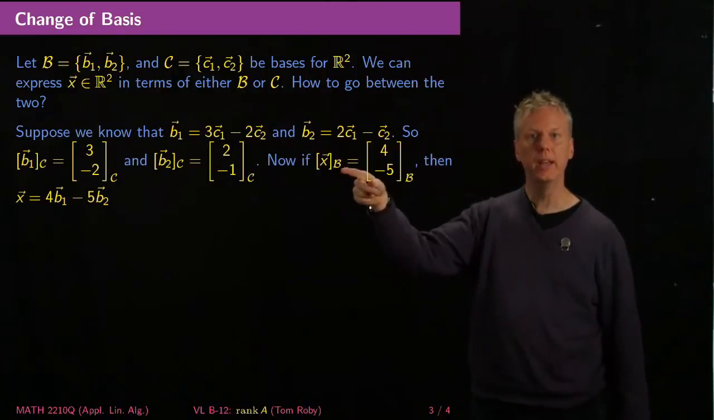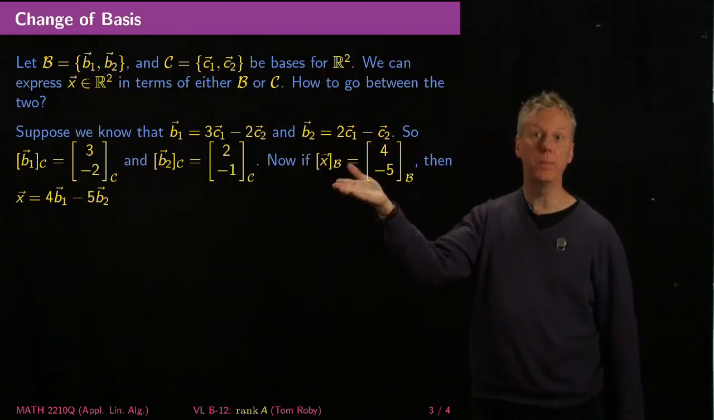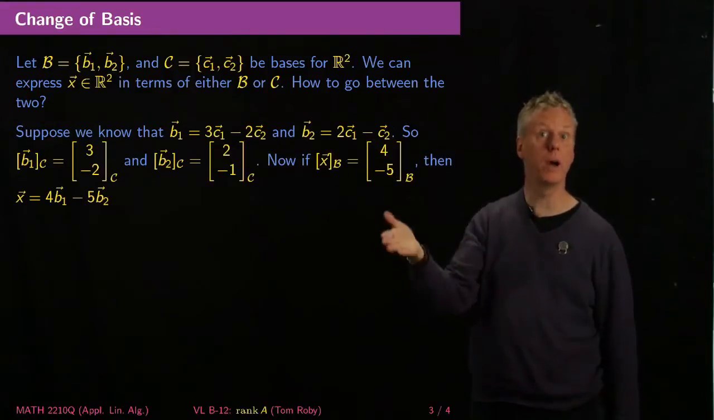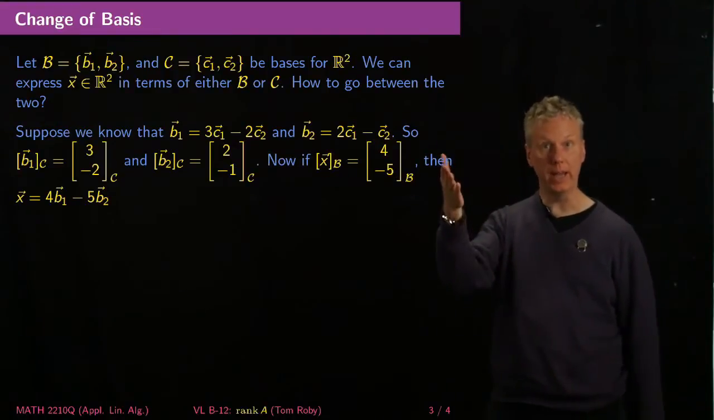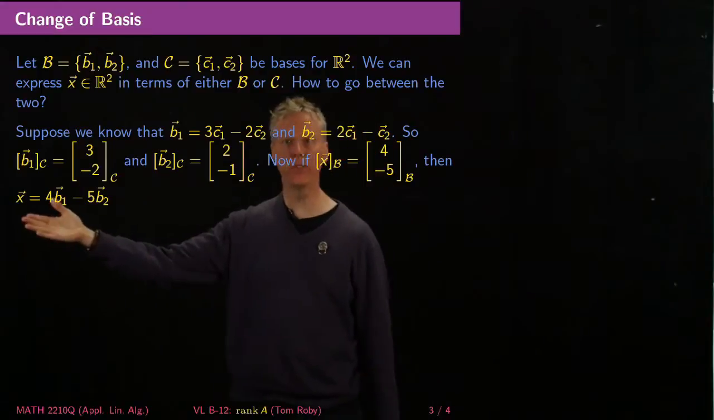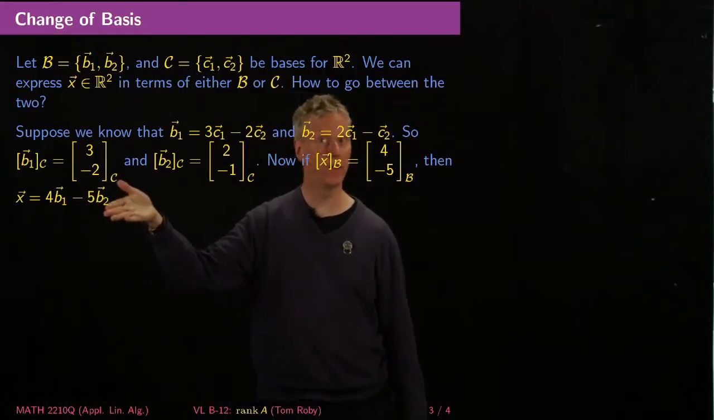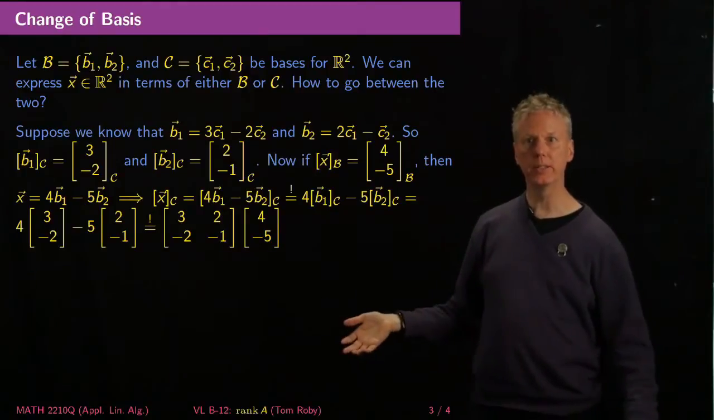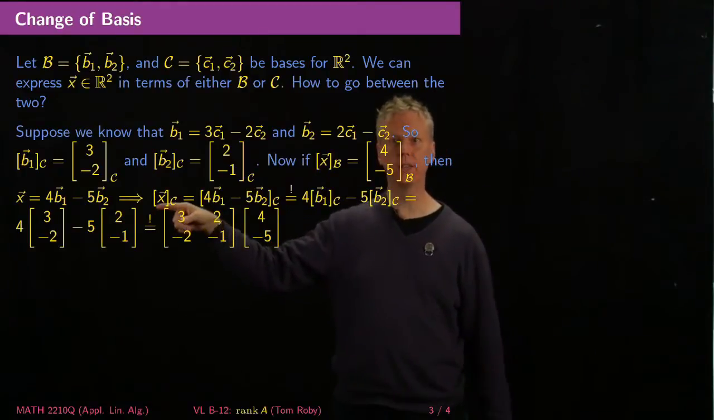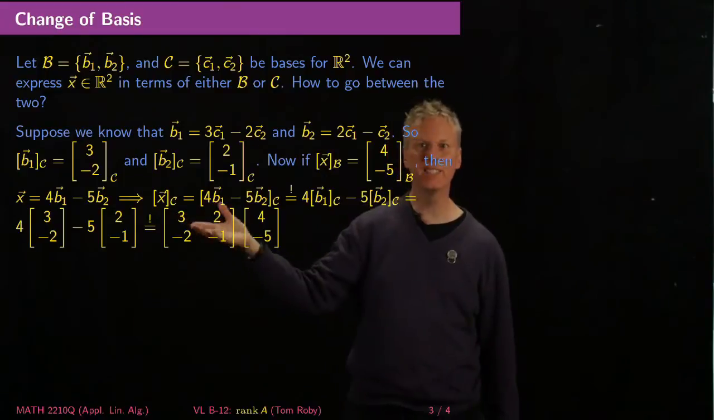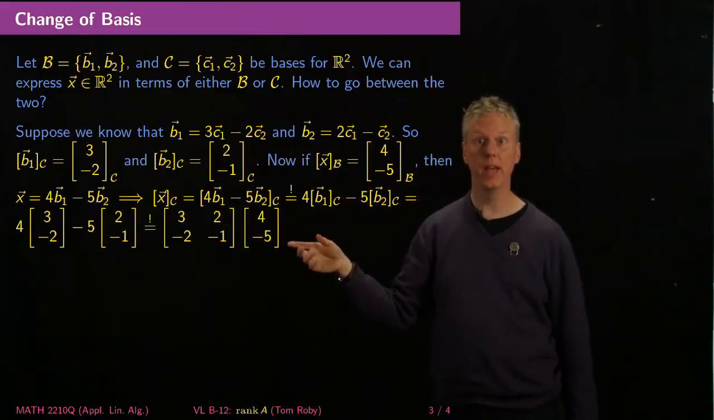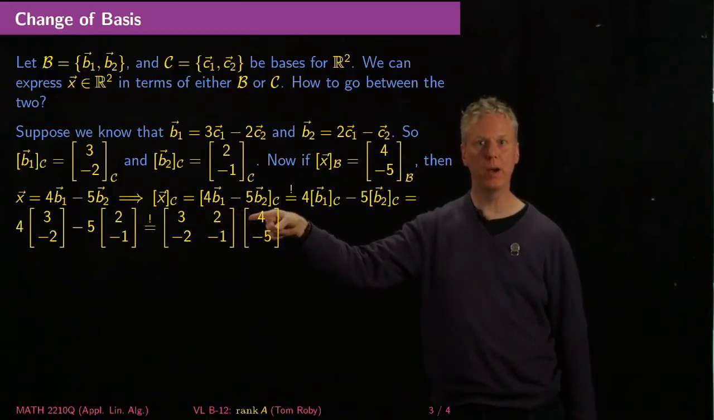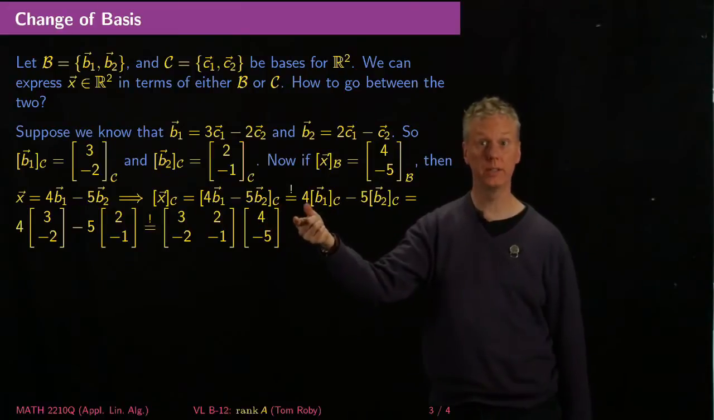Now here's the thing. Suppose that I know that the B coordinates of some vector are (4, -5), right? What does that mean? Well, when you unpack it, that just means that x is 4 times B1 minus 5 times B2. Okay? Nothing exciting yet, but now let's look at these next few steps. If I want to figure out what x is in C coordinates, then that's figuring out what 4B1 minus 5B2 is in C coordinates.